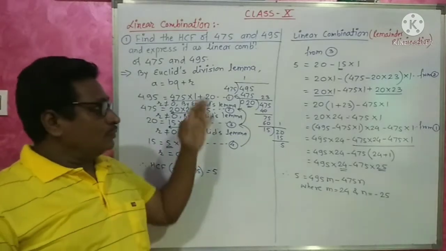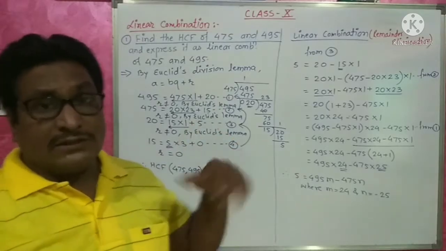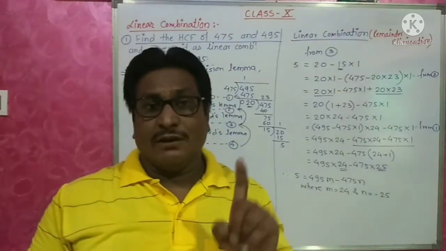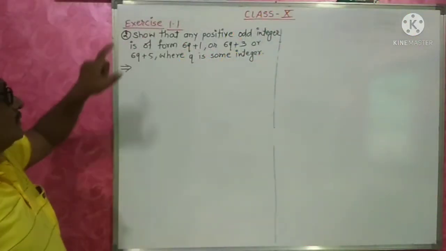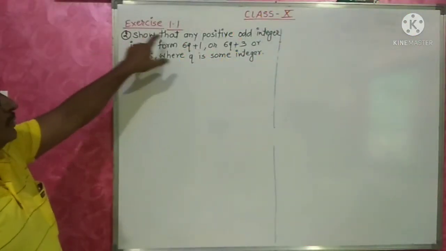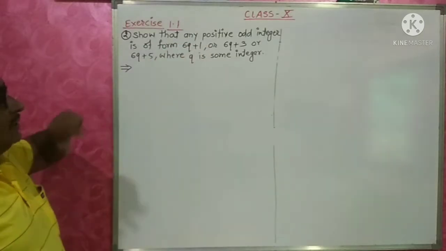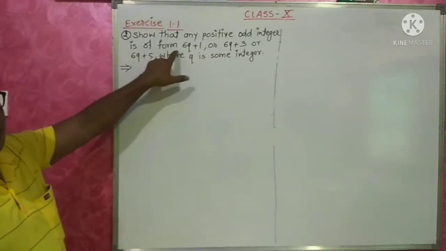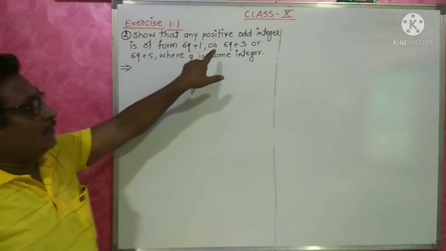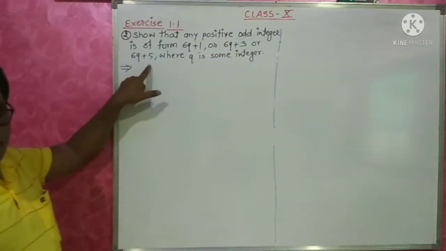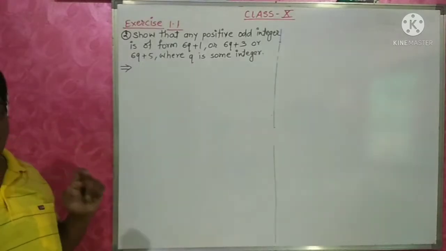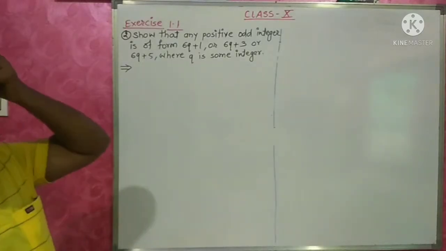Okay, students. So now we will go on to the second question from exercise 1.1. Show that any positive odd integer is of the form 6q plus 1 or 6q plus 3 or 6q plus 5, where q is some integer. So how to solve this?